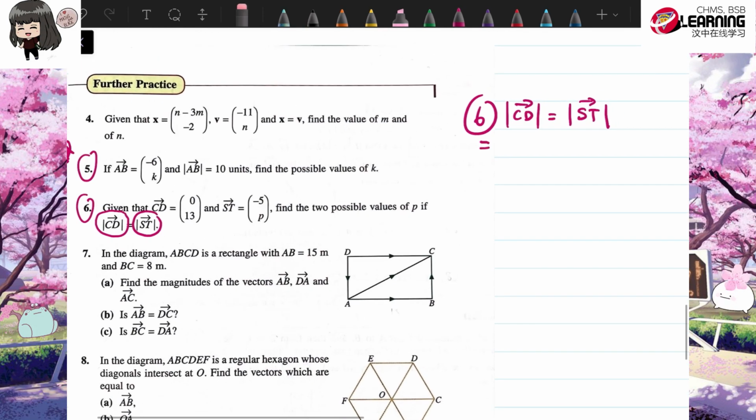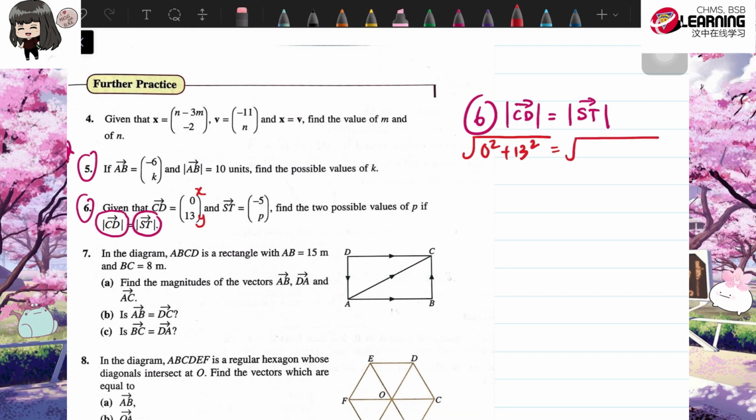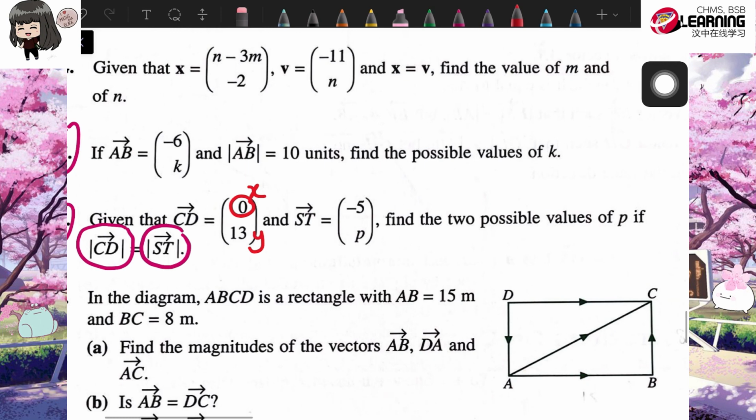Magnitude of CD is, okay, equal sign in the middle, so I'm not going to write down the equal sign at the side. Okay, square root of x squared, this is your x, this is your y, 0 squared plus 13 squared, 0 squared, no need to write, also can. And square root of negative 5 bracket squared plus p squared, x squared plus y squared. Actually, if you have this kind of vector, 0 and 13, we can know that the distance is 13. Okay, how do I know? Because it doesn't go to the right or left, it goes up straight away 13 steps. So the distance or the length will be 13 units.